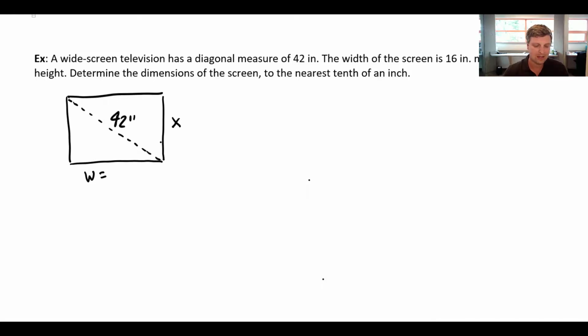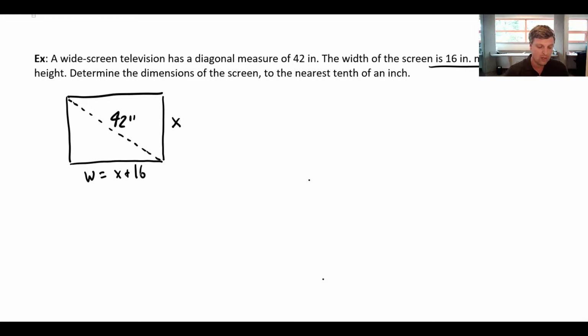I can't call this x and that w because those are two variables and I'm stuck. But if I think about what this means, the screen is 18 inches more than the height, or the length, then I could think if this is x, then this side here must be x plus 16. And now I've got an expression here that I can relate to the other. So it's determining the dimensions of the screen. Basically we want to find what x is. Once we know x, we've got this whole thing figured out.